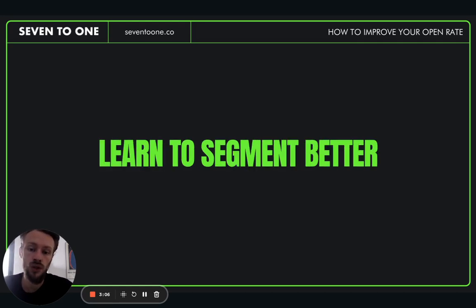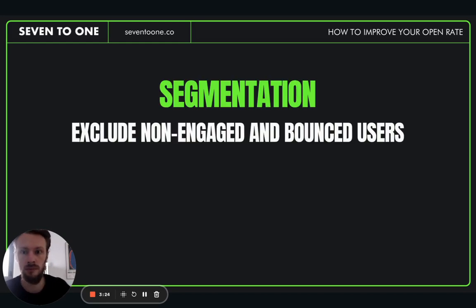So first of all, learn to segment better. I see a lot of brands when I do audits that send the newsletters to the whole list. They don't exclude anybody. They don't segment it. They don't make specific campaigns for specific people. So the first tip is about segmentation.